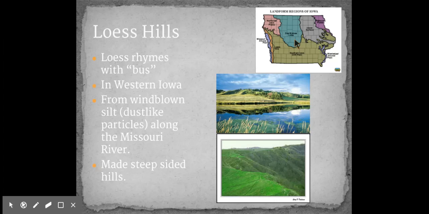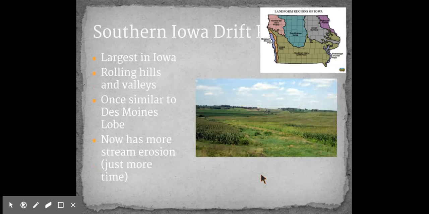The second region is the Loess Hills of Iowa, this orange section over here. Loess rhymes with bus, and these were created when wind blew sediment and piled it up along the Missouri River in these really cool steep hills. Neat region you go through if you go to Council Bluffs or Omaha.